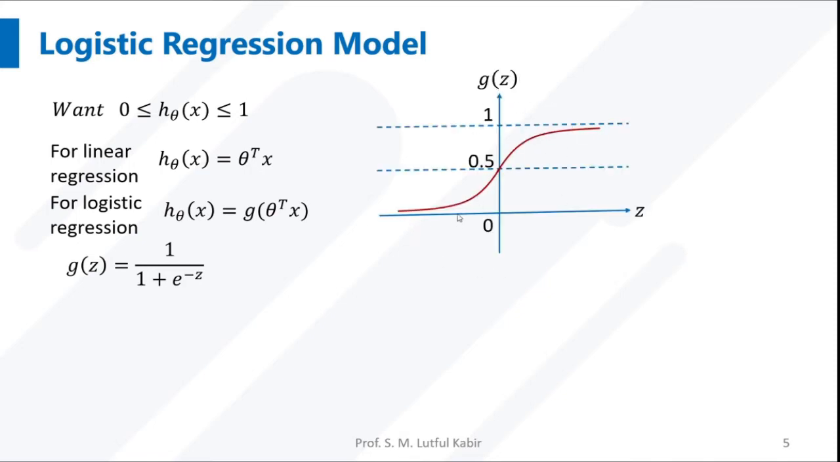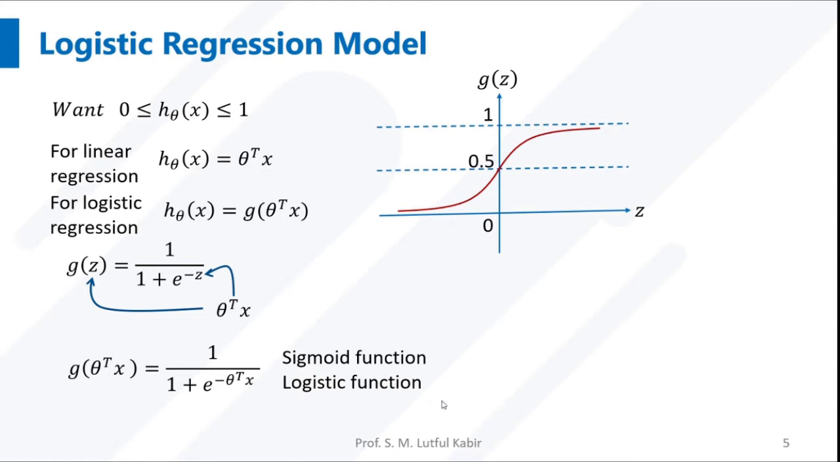You see the figure. Starting from the zero value, it rises up to 0.5. So the slope increases and then again decreases, and it asymptotes to 1. That means at high values of z, it approaches 1. At low values of z, that means the more and more negative values, it approaches towards 0. So this is called the sigmoid function. And if we put theta transpose x instead of z, then we can write g of theta transpose x equal to 1 over 1 plus e to the power minus theta transpose x. And this is called the sigmoid function or logistic function.